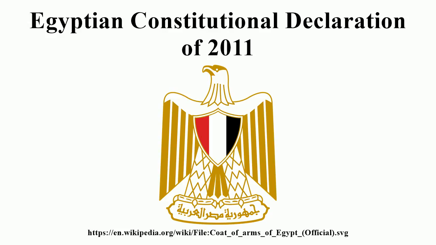Legislative. According to the Constitution, the Parliament is made up of 2 chambers. The People's Assembly, the lower house, and the Shura Council, the upper house. The Parliament will assume its legislative powers from the Military Council after its elections in November 2011.